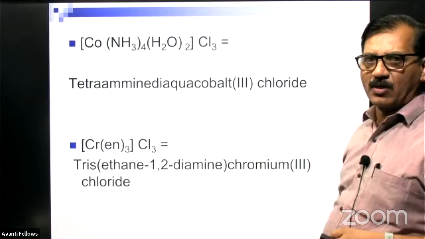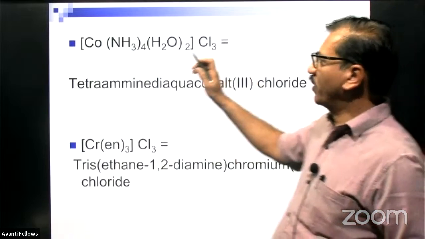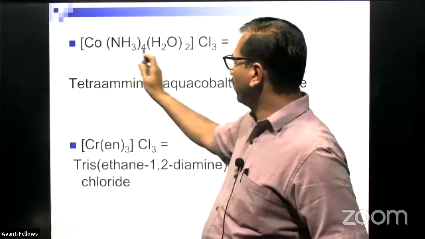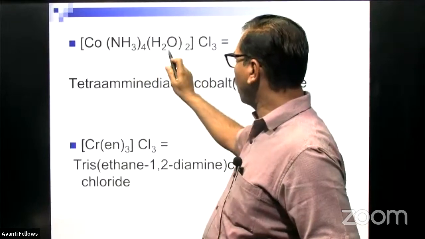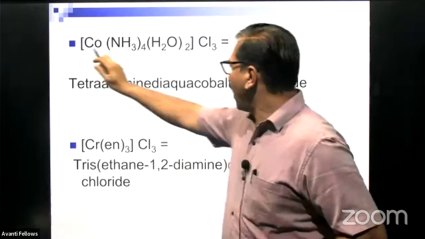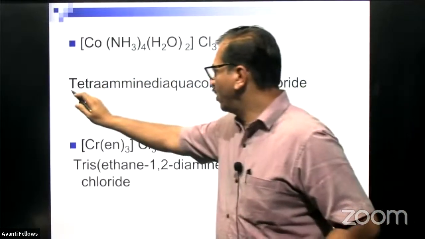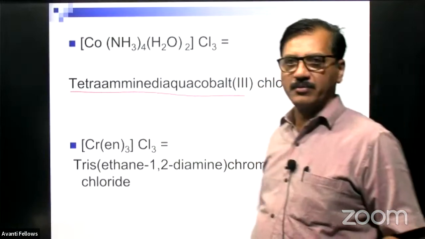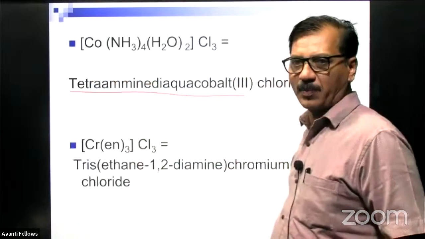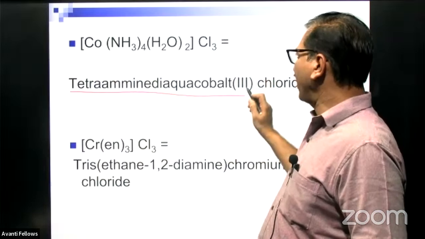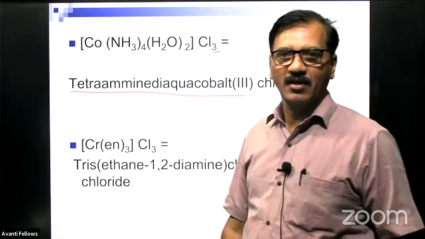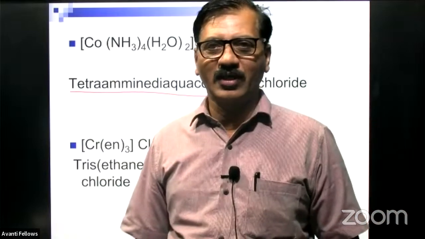Now, some more examples so that you will be comfortable. Cation first: tetraamine, diaqua, because if water is there we say aqua, then cobalt(III). All should be written without any gap. Don't separate tetra and amine. Then cobalt(III) chloride. Don't say trichloride. For the counter ions, you should not give the prefix.